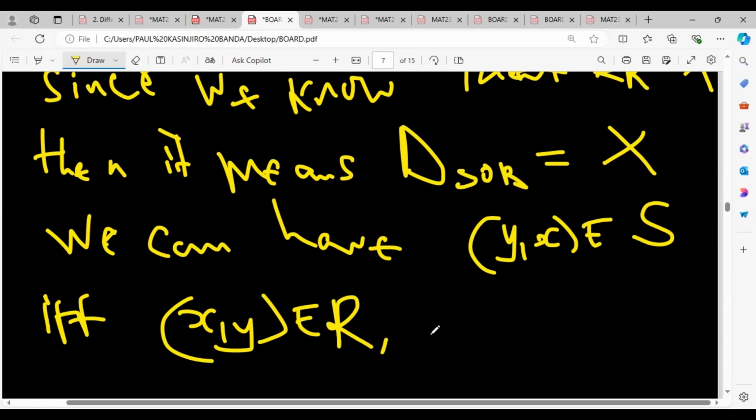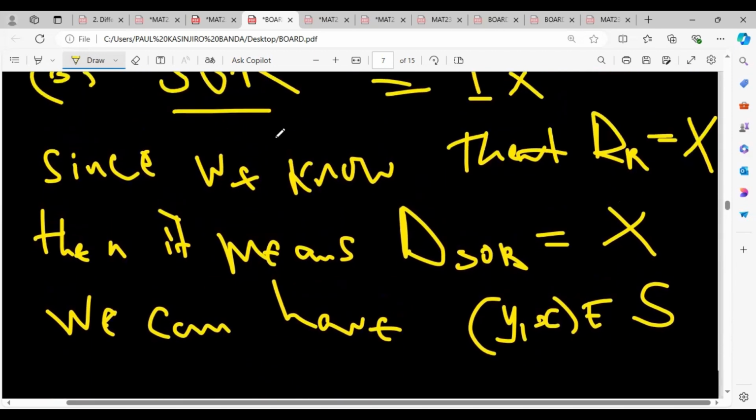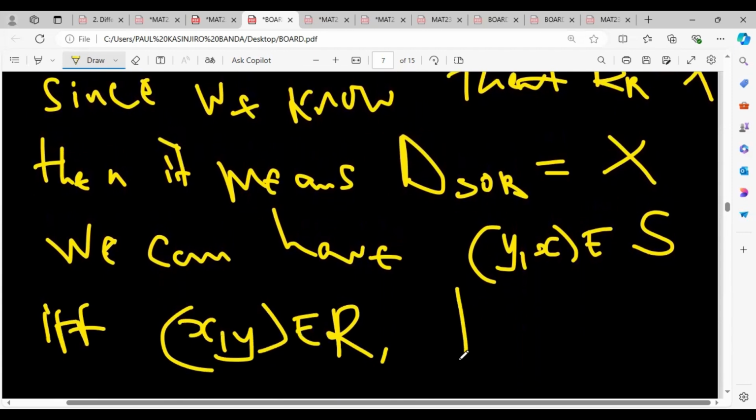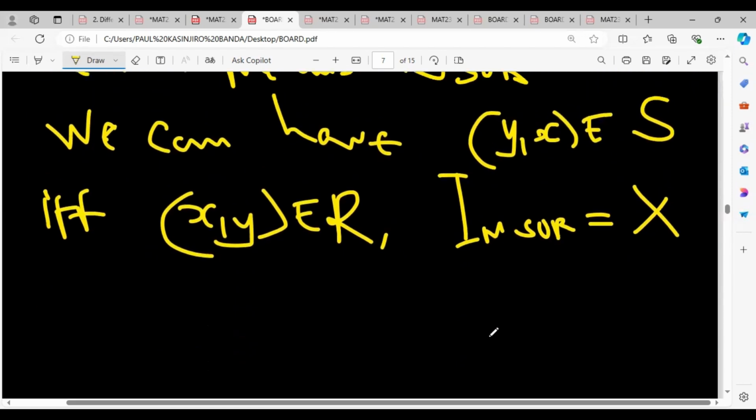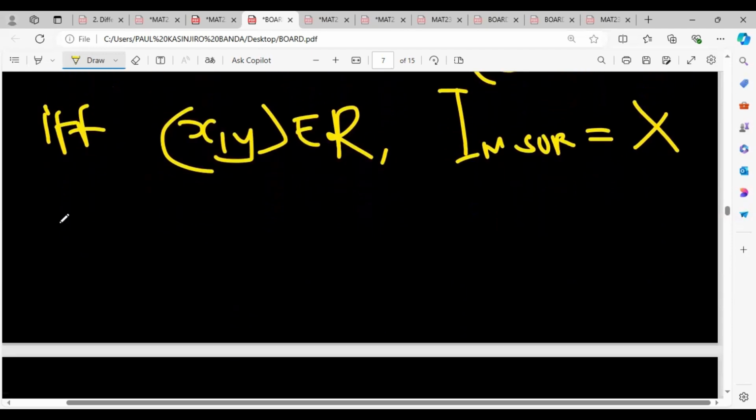Okay, and then this actually shows us the image of this function here, the S∘R. It shows us that the image of S∘R is just actually the same set X. So the domain of S∘R is X, and even its image is X. So you can see that the mapping is just from X to X, right? So now we can let an arbitrary coordinate be a member of S∘R.